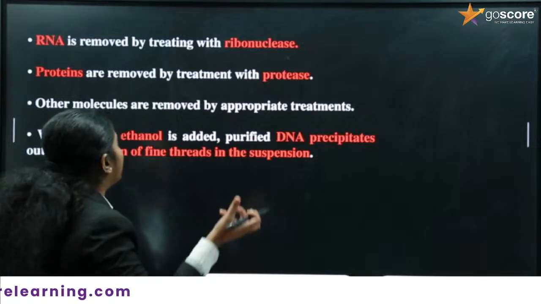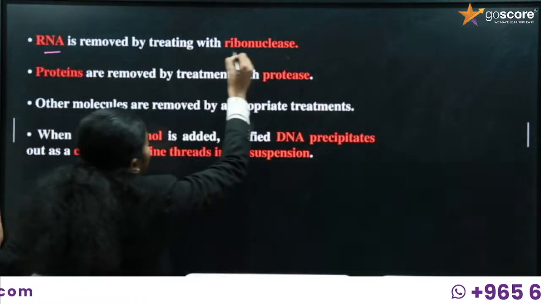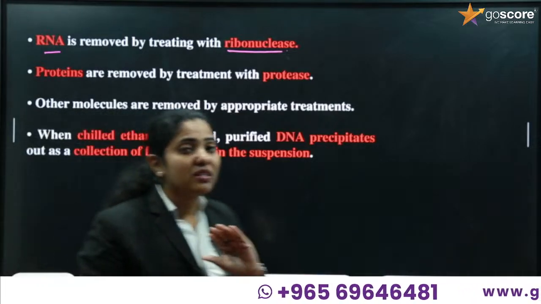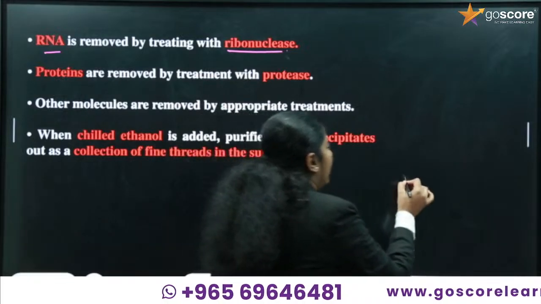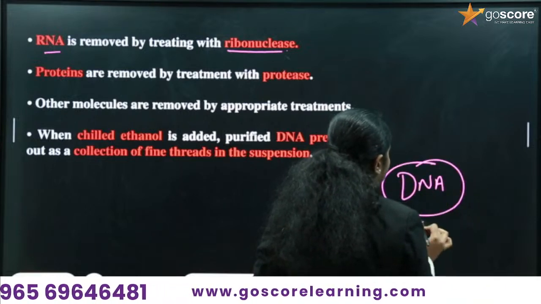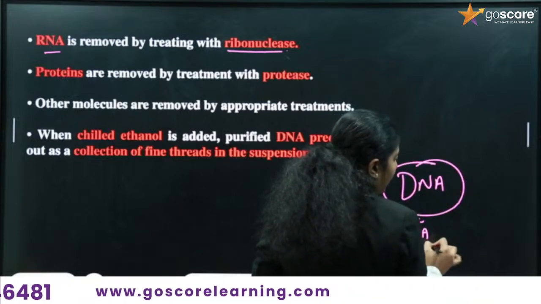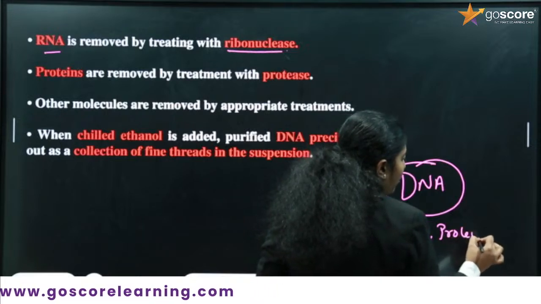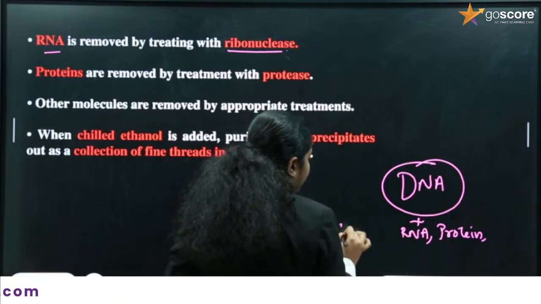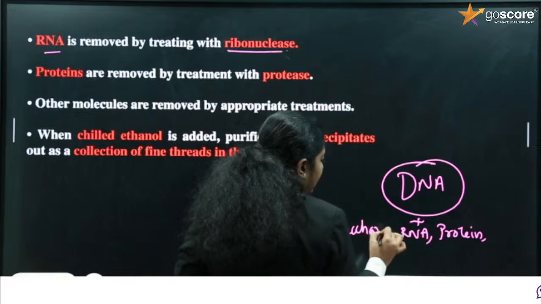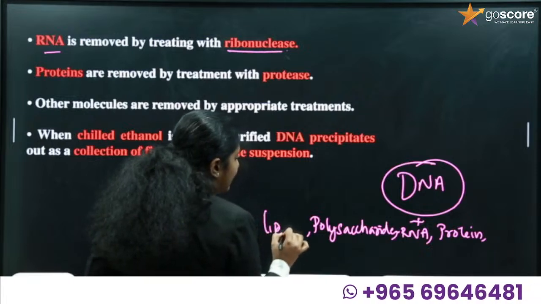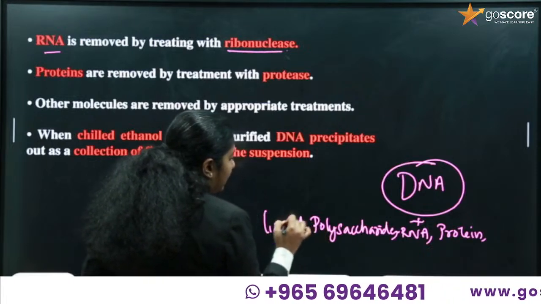So how will RNA be treated? RNA is removed by ribonuclease. How is it removed? Consider the condition where DNA is present along with RNA, and protein is also present. We have to remove all these things: protein, different molecules, polysaccharides, and lipids.